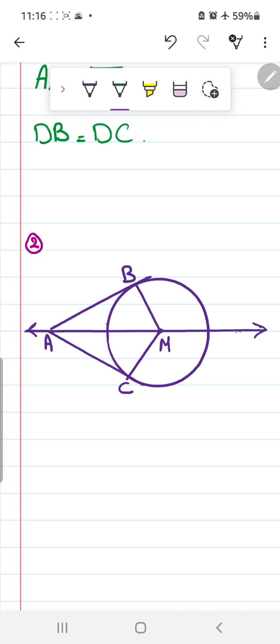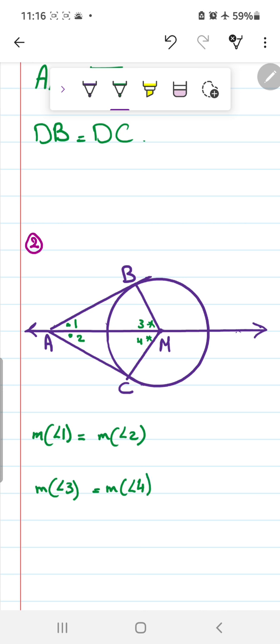The second one, also the straight line passing through the center of the circle and the intersection point between the two tangents bisects the angle between the two tangents. Here bisect the angle, it means this angle equals this, and it bisects the angle between the two radii passing through the point of tangency. It means here this angle equals this angle. So if we say here angle 1, 2, 3, 4, it means measure of angle 1 equals measure of angle 2, and also measure of angle 3 equals measure of angle 4.